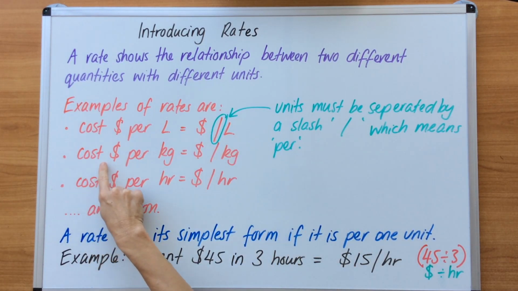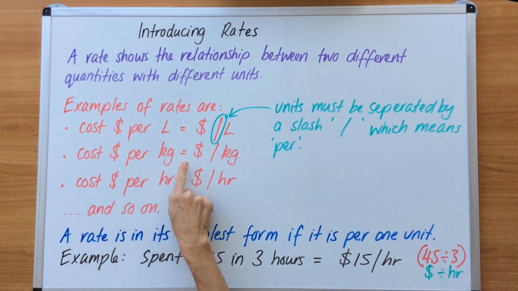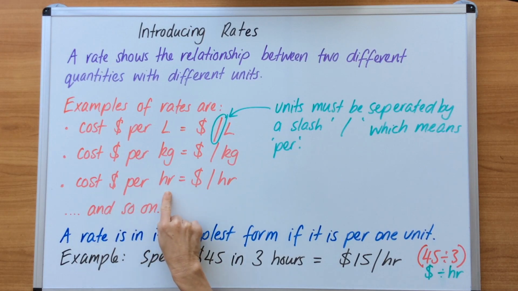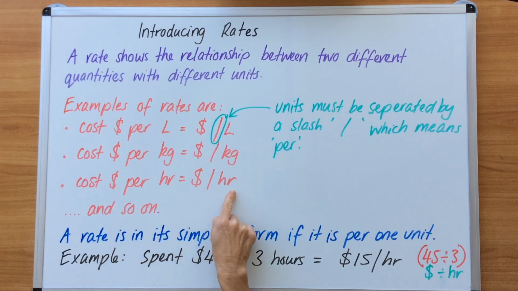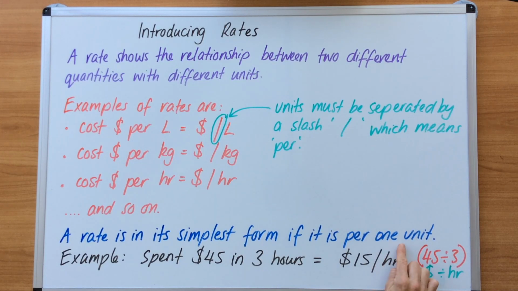Another example is cost in dollars per kilogram equals dollars per kilogram. Cost in dollars per hour equals dollars per hour, and so on. A rate is in its simplest form if it is per 1 unit. So you should bring it back down to 1 unit when you're simplifying.